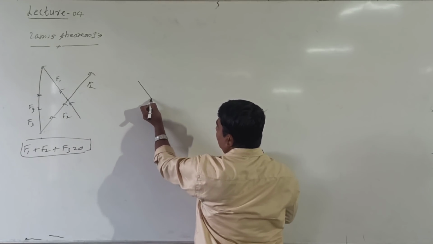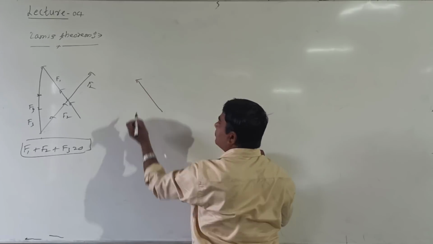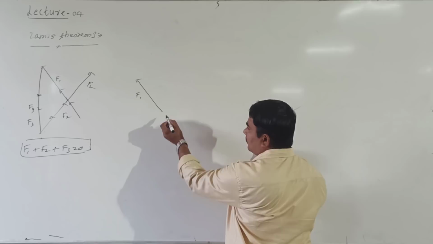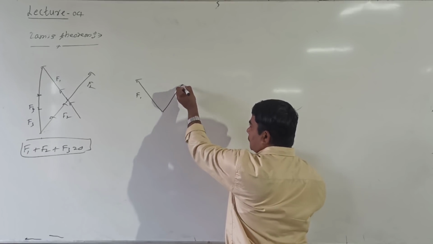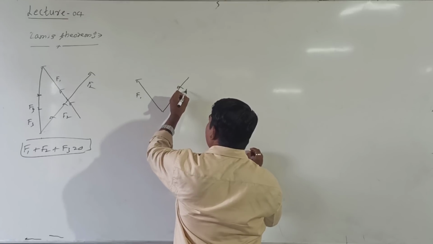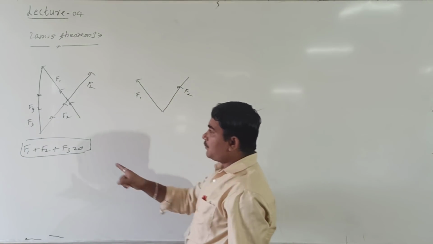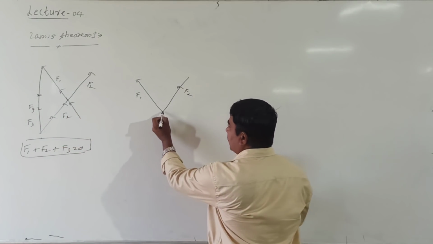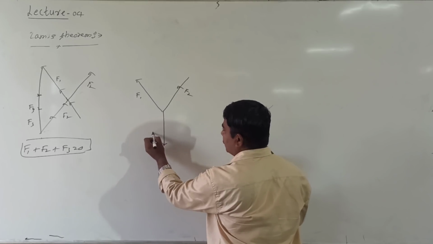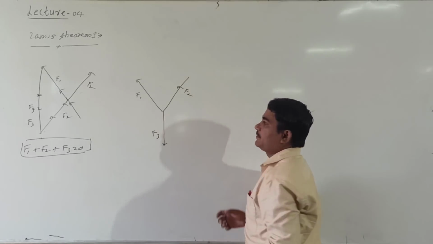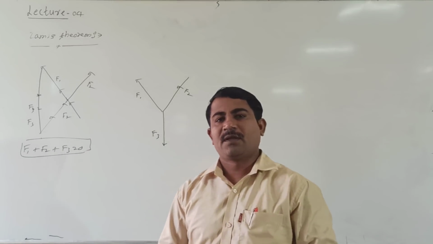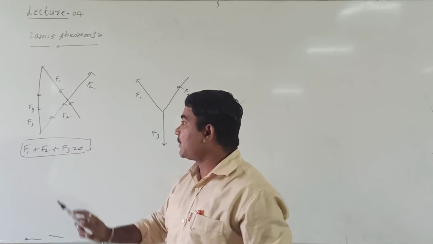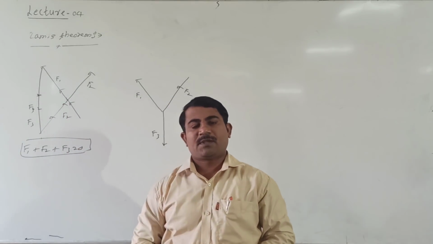See here. This is one force I can call. What about this force? This force is equal to F1. This force I will call F2. One more force is there. It is acting in the downward direction. This is nothing but F3. The sum of all forces is 0. The sum of all vectors is 0 if they are in the same order.